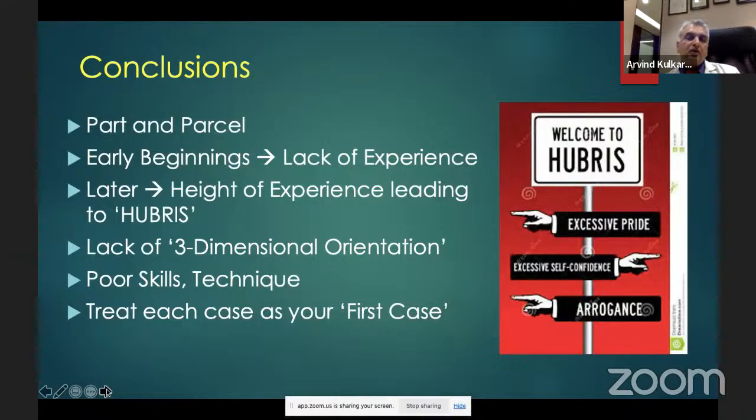So to conclude, complications are part and parcel of a spine surgeon's practice. In the early beginning, it is because of lack of experience, and later it is because of arrogance and overconfidence. Mostly these complications are because of a lack of three-dimensional orientation, unlike open surgical technique. Poor skills and technique add to it. The way you should avoid a complication is to treat each case as an important case and as your first case. Thank you.